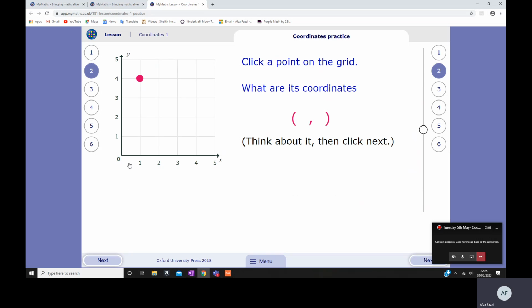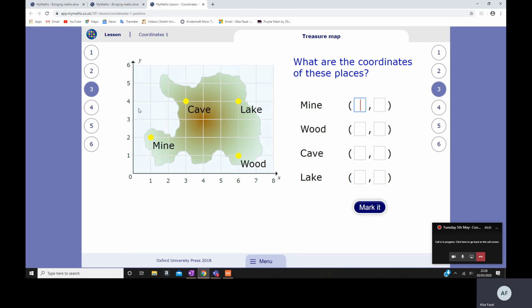Let's try another. Let's do this one. Along the corridor, 1. Up the stairs, it's a 4. So I'm just checking, 4. So 1 across, 4 up. Let's see. We got it right. Let's do another one. I'm going to place it here. So now, along the corridor, I'm on 0. Up the stairs, I've got to number 2. So it's 0 and then 2. Let's see if we're right. Got it.